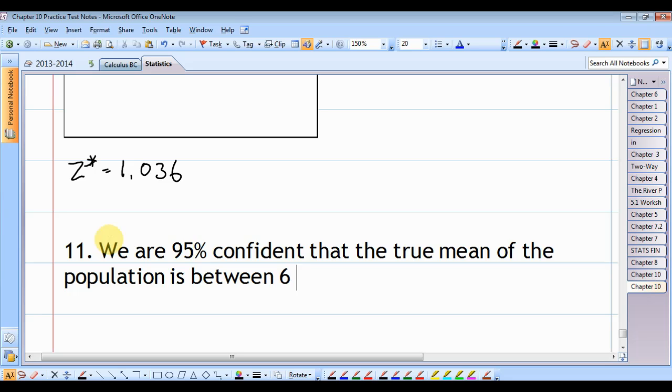6 and 12. There's not really a whole lot to this question, is there? Is that it? That is it. The question is, can you write a conclusion? Okay, 12.